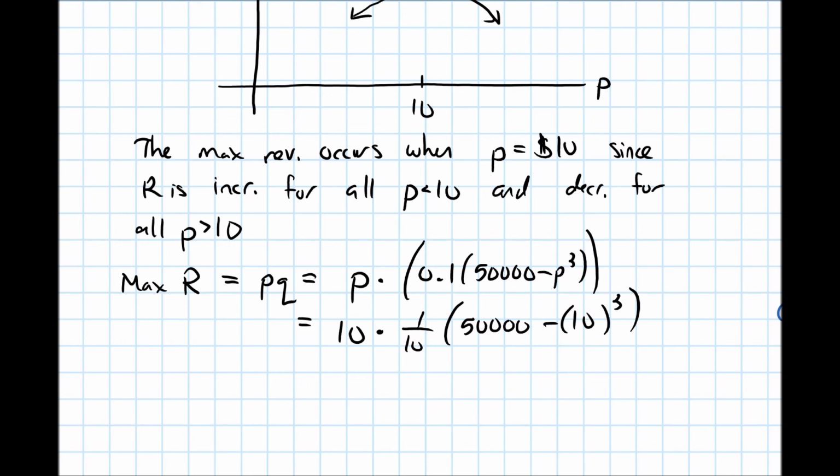Whoops, I wrote cubed here, but this should be a fourth power. Let's fix that. So that should be P to the fourth. This one also should have been to the fourth. Whoops. 10 to the fourth is 10,000. So 50,000 minus 10,000 gives us 40,000. And that's our maximum revenue.